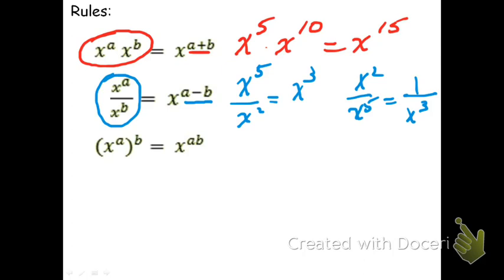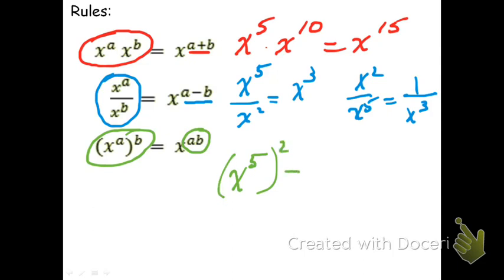And the last general rule, when you're raising a power to a power, you multiply those exponents. So if I have x to the 5th raised to the 2nd power, that's going to give me an x to the 10th power.